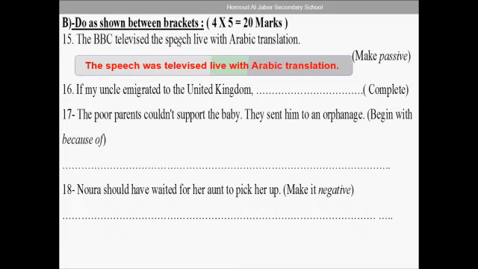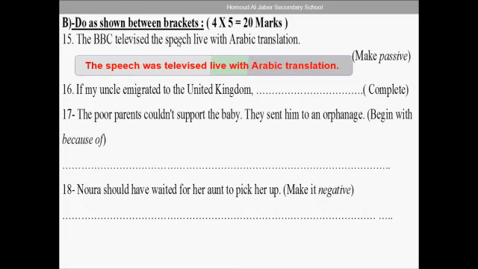Okay, let's move to question number 16. If my uncle immigrated to the United Kingdom, complete. Here he is talking about if clause, and as we mentioned, we have 2 sentences of if clause. In this question, he is giving you the first part of the question of the word of the rule, and then he asked you to complete the sentence.